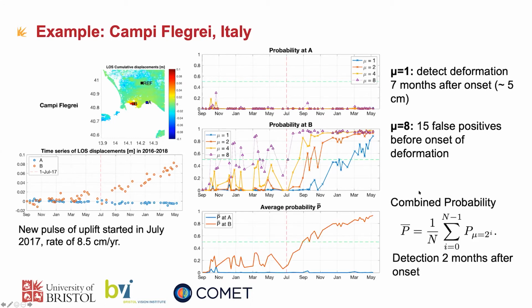Therefore, we propose to average all of these 4, so that we have more robust, stable, and reasonable results. You can see that now there is no false positive before the event begins, but it can detect the ground deformation about 2 months later.